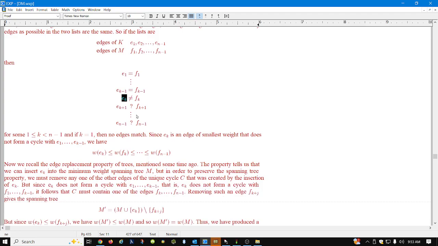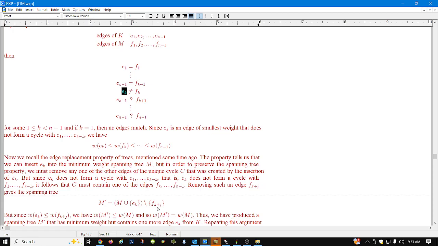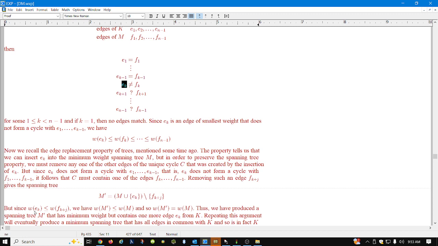So what happens if we pull out that edge? Let's call that edge Fk plus j, where j starts at 1 here. So we take M and we add the edge Ek, and we pull out the edge Fk plus j. Well, the weight of Ek is less than or equal to the weight of Fk plus j. So this new spanning tree, M prime, actually has weight less than or equal to the weight of the original M before we touched anything. But this was a minimum spanning tree, M. So these weights are actually equal.